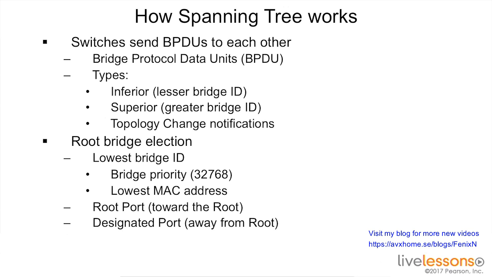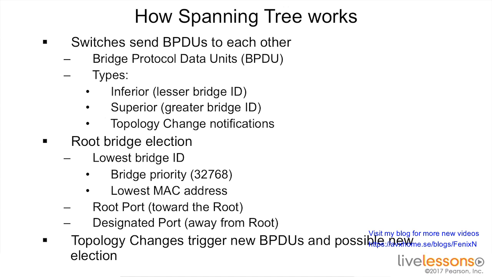Now back to the lowest MAC address. It's quite possible that you could have a very old switch on your network with the lowest MAC address, which is why it's very important to make sure that we set the priority and know which switches are going to be the root, because what we don't want is a very small switch with low horsepower being the root of our network. It's also important to remember that topology changes trigger new BPDUs, and depending upon which links fail, could possibly trigger a new election in your environment.